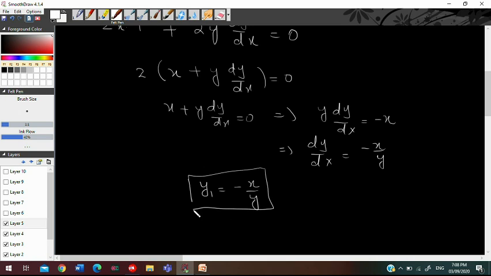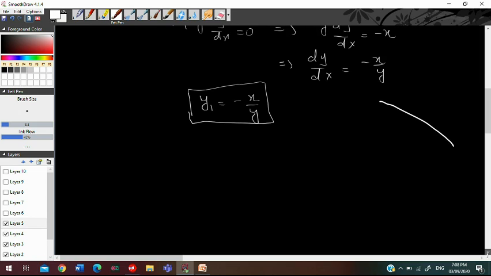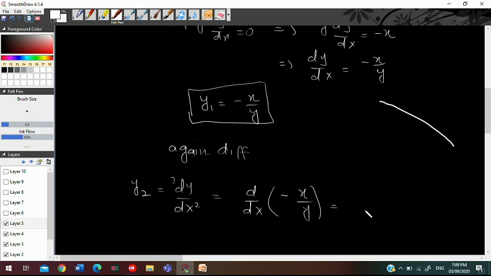Now you can apply derivation again on this function. So when you differentiate again, y2, or in other words, the second derivative of this function, is d by dx of minus x by y. So here you apply the quotient rule, y square, y d by dx of x minus x dy by dx.